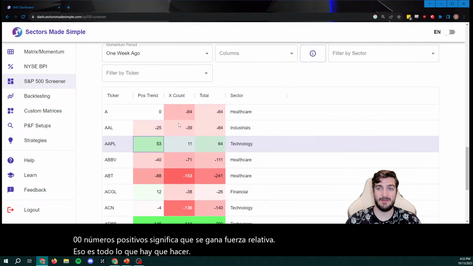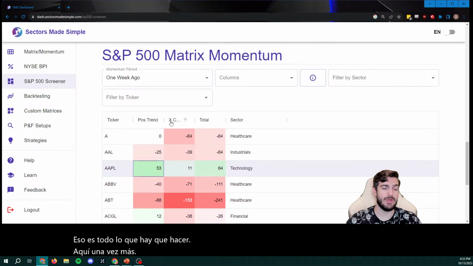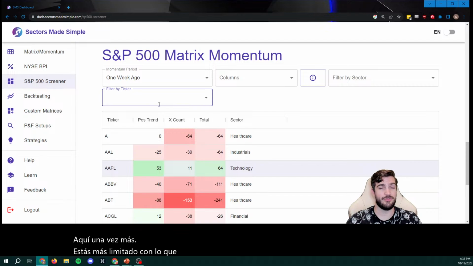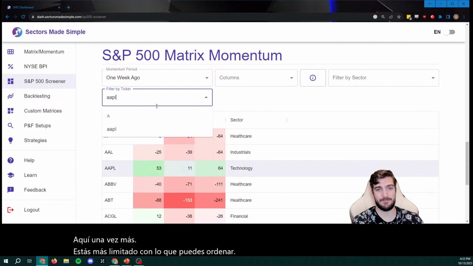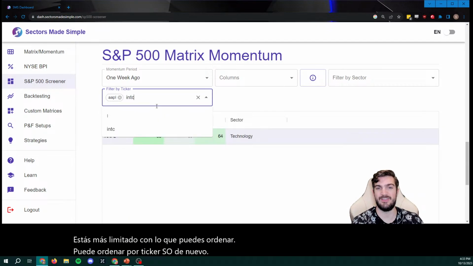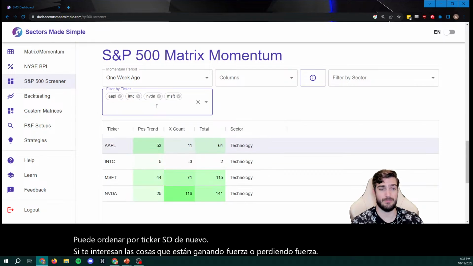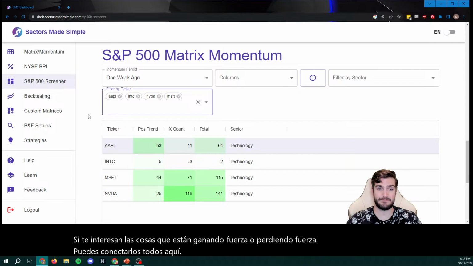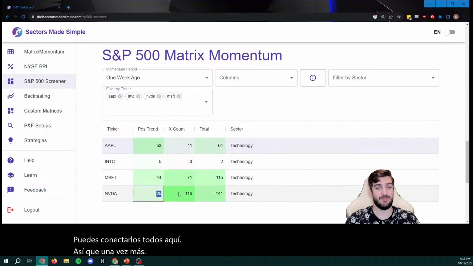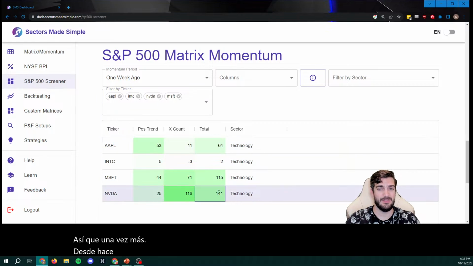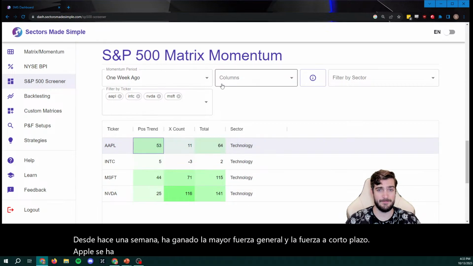Here, once again, you're more limited with what you can sort for. You can sort for ticker, so again, if you're interested in things that are gaining strength or losing strength, you can plug them all here. So once again, we see NVIDIA, since 1 week ago, has gained the most overall strength and short-term strength. Apple has gained the most long-term strength.